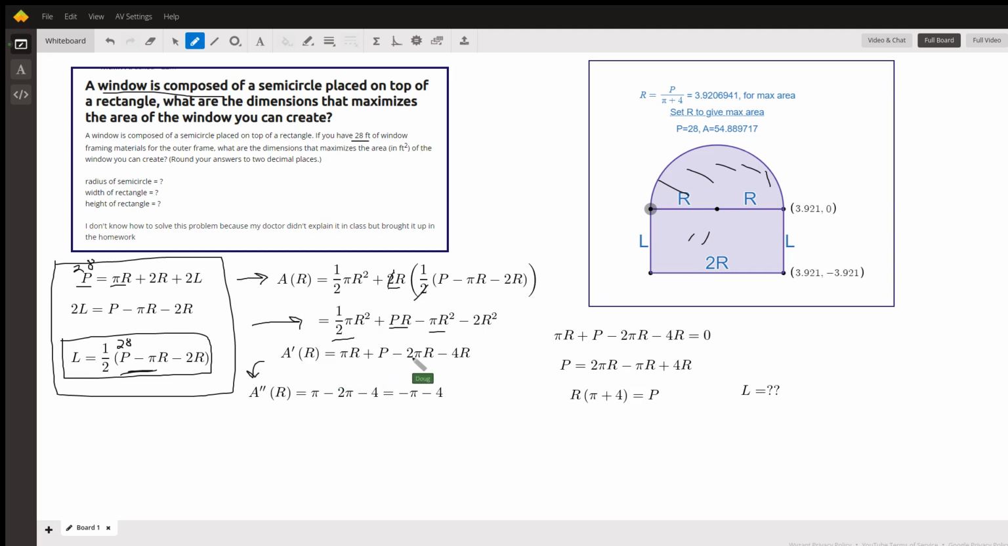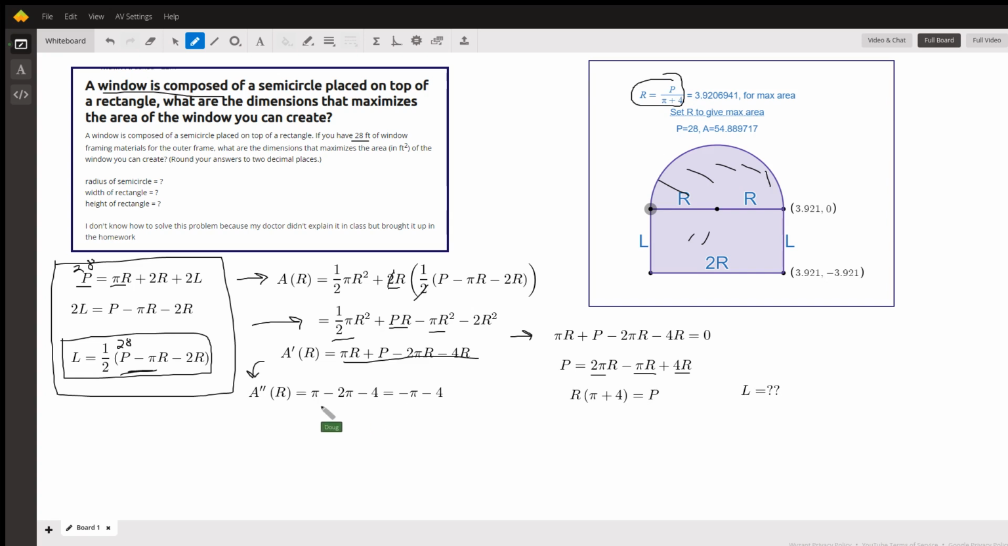So if we set this equal to 0, which I've done here, and solve for r, we get all the terms containing r on one side. 2 pi r plus 4r. Factor out the r, we get pi plus 4. Divide both sides by pi plus 4, and there's your formula for r in terms of p. That's the radius that we think is going to give us the maximum area.